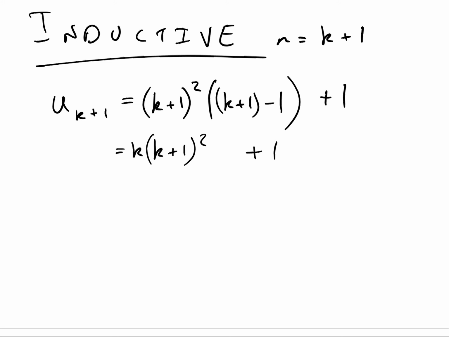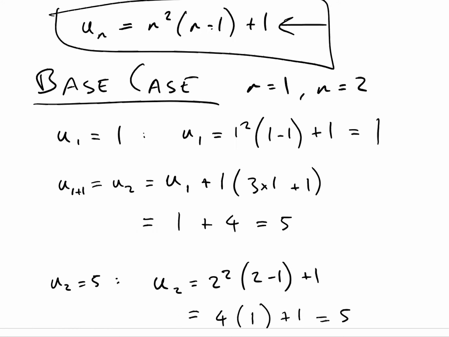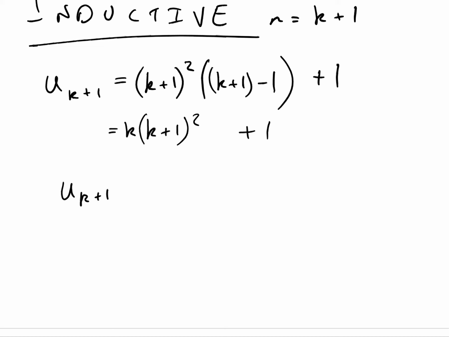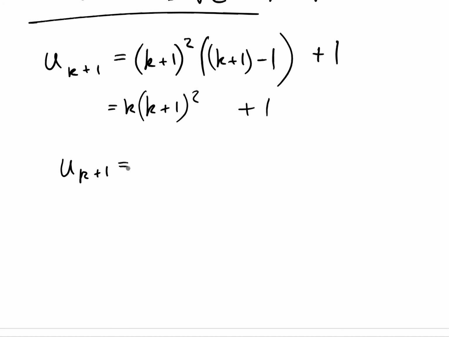But we've also got another formula for u(k+1), haven't we? If you look at the original thing we were given, a formula for u(k+1), so our n plus 1th term, in terms of our last term, our nth term. So we know now that u(k+1) is going to be equal to uk, just replacing n with k, plus k times (3k plus 1). So we've got u(k+1) is going to be equal to, let me just write that down again, uk plus k times (3k plus 1).